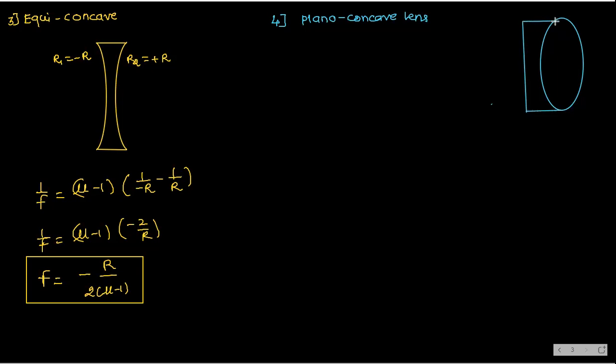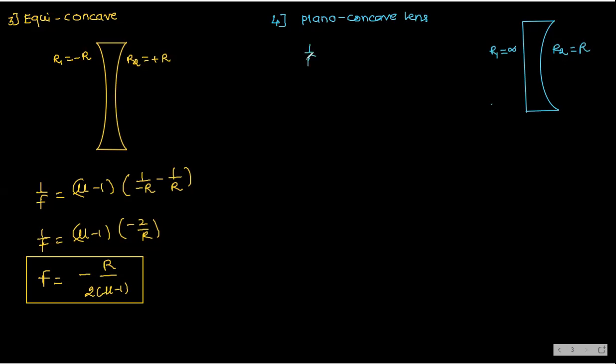Let me draw the diagram, just wait. Right, like this, plano concave. Now here again, R1 is equal to what? R1 is equal to infinity, right? Plane surface, so R1 is equal to infinity, R2 is equal to what? Plus R, right? Yes. Now let's substitute the values.